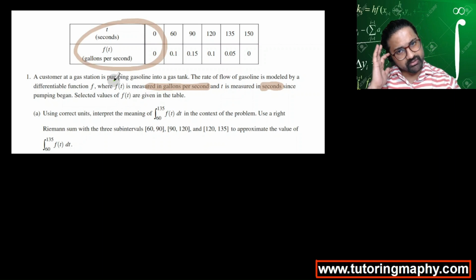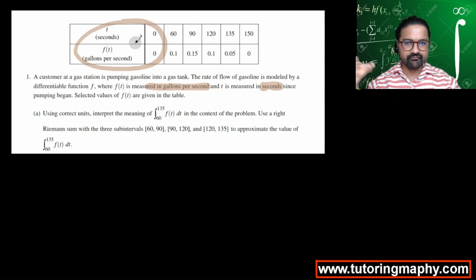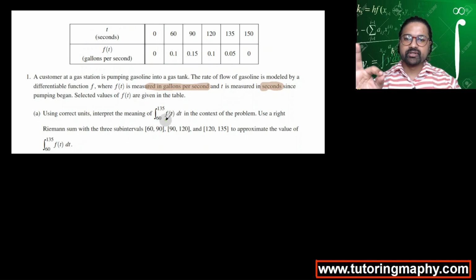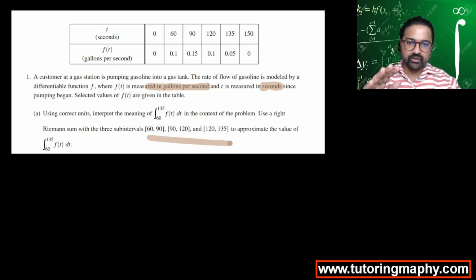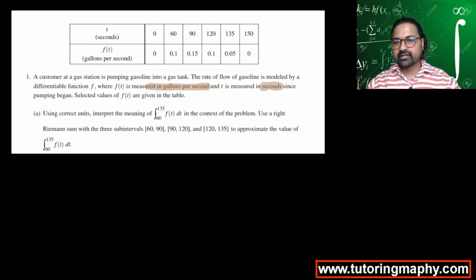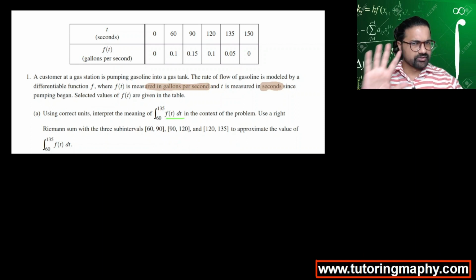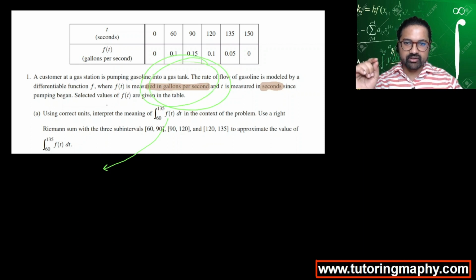Selected values of the function f(t) are given in the table. So here we are given a table where the value of f(t) is given for some values of t. Using correct units, interpret the meaning of this integral in the context of the problem, and use a right Riemann sum with 3 subintervals to approximate the value of this integral. So first off, what are the correct units of this? I'll tell you a very easy way to find the units. Notice this f(t). What is the unit of f(t)? That is gallons per second, correct?